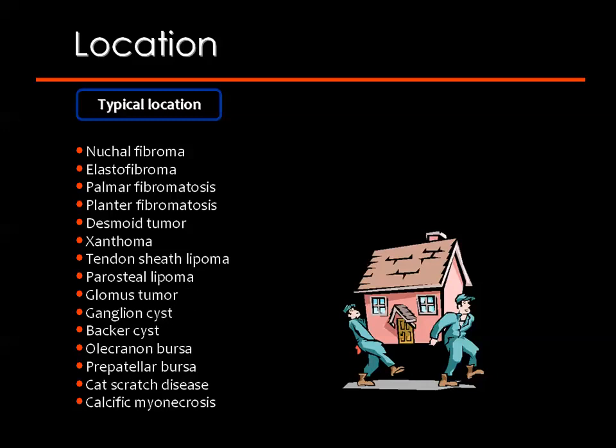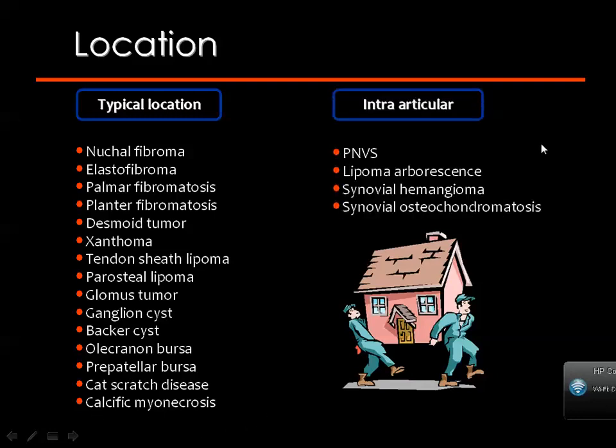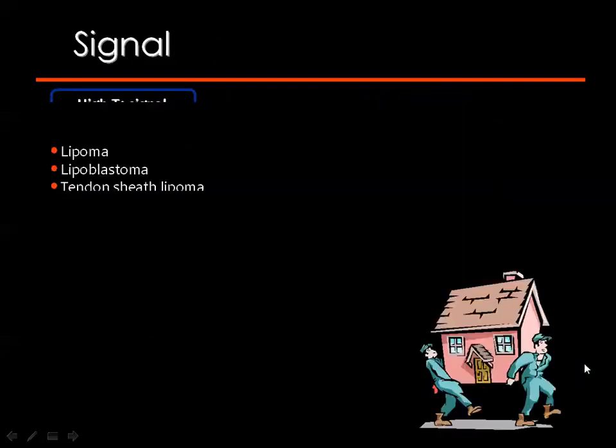underneath the nail, ganglion cyst adjacent to the joint, Baker cyst in the back of the knee, olecranon bursa posterior to the olecranon, prepatellar bursa anterior to the patella, cat scratch disease, epitrochlear lymph nodes, calcific myonecrosis in the leg. And intra-articular lesions are the pigmented villonodular synovitis with characteristic MR appearance, lipoma arborescens, synovial hemangioma, and synovial osteochondromatosis.